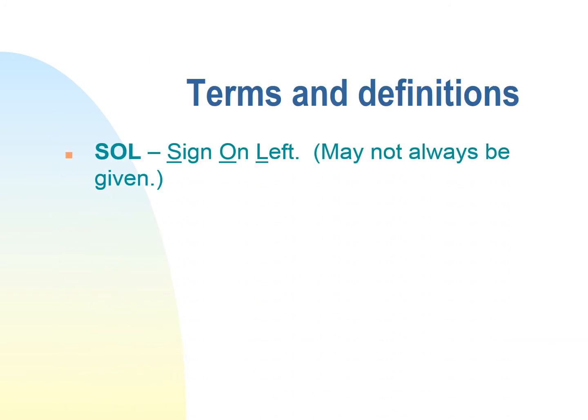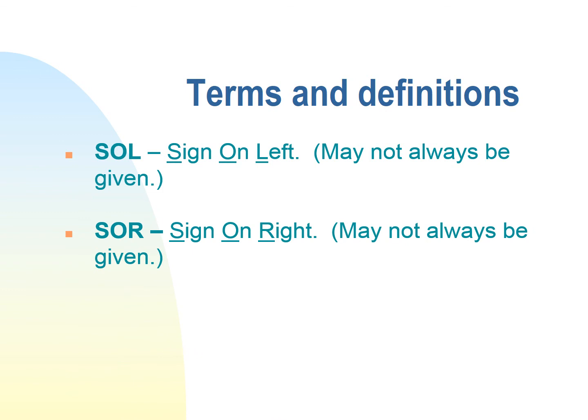Other terms and definitions: SOL doesn't mean what you think it does. It means sign on left. We also use SOR for sign on right. If these are given, and they don't have to be, but if they are given, then the sign does have to be on that side of the road. So if you're looking for change average speed to 30 at sign reading Smith, SOL, and you see a sign reading Smith but it's on the right, that's not the right place to do the speed change.